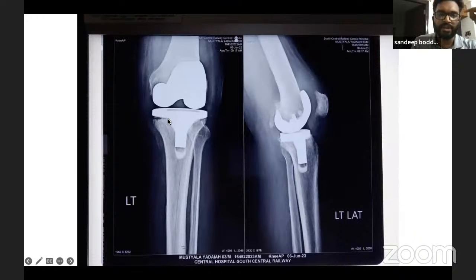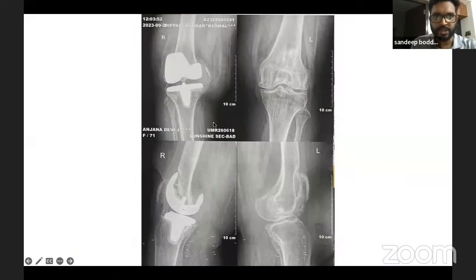You can see lysis below the tibia. Lysis below the tibia, this is a case of prosthetic joint infection. And in other cases, this is a case of aseptic loosening, with no signs of any infection.